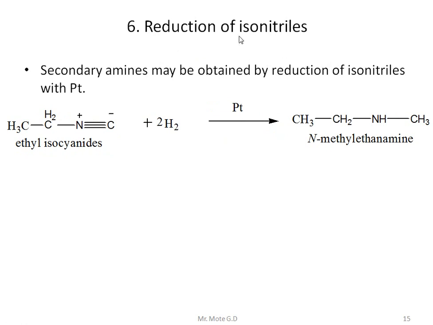Sixth method, reduction of isonitrile, that is, isocyanides we are calling. Secondary amine may be obtained by reduction of isonitrile. Example, ethyl isocyanide. We are treating with hydrogen in presence of platinum, and we are getting reduction: 3 hydrogen and 1 hydrogen here. This total 4 hydrogen will be added to form secondary amine, that is N-methyl ethanamine.